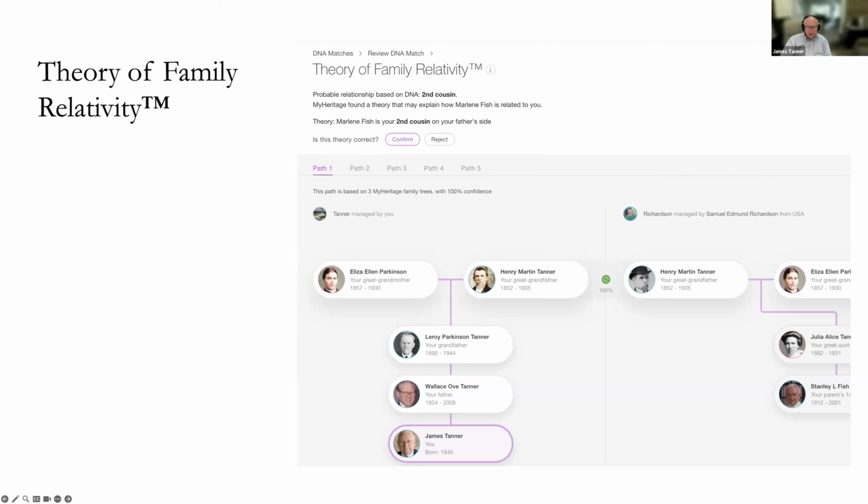So the more you get involved in putting people in your family tree, and you have to take a DNA test, obviously, then this is something that MyHeritage calculates from time to time. As you get into your DNA matches, you'll see that it mentions you have a Theory of Family Relativity. If you want to get email from the company, they will send you an email notice saying they've been able to calculate another Theory of Family Relativity.